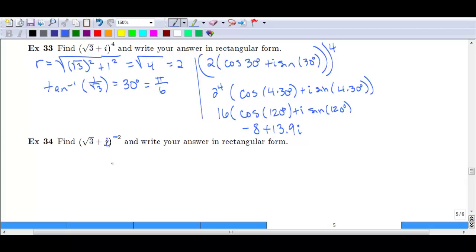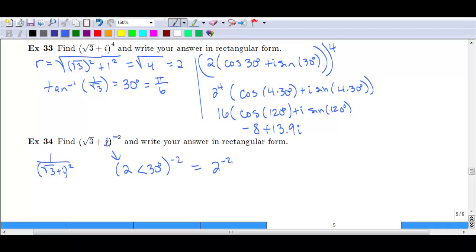So suppose we have the square root of 3 plus i to the -2. In this case, what this really means is we've got 1 over the square root of 3 plus i squared. Again, we just found what this was in trig form or polar form. So we could instead say that we've got 2 angle 30 degrees. And we want to raise this to the -2 power.